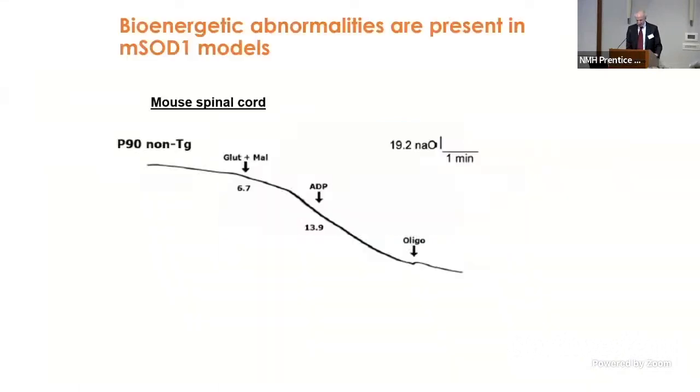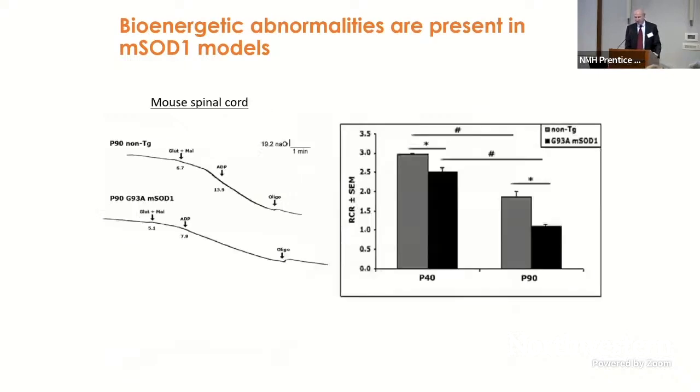So we had done some work several years ago to look at mitochondrial function in the SOD model of ALS. And here I'm looking at oxygen consumption. It's the slope of the line when ADP is added. That's the measure of oxygen consumption. And in non-transgenic animals, we have a certain rate. And in animals that have the ALS phenotype, it's less. So that means that the mitochondria are not functioning as well.